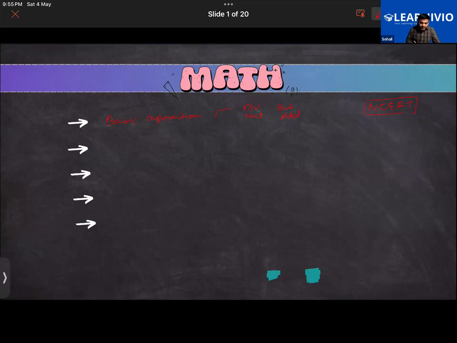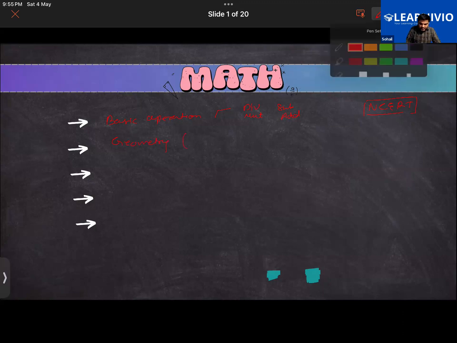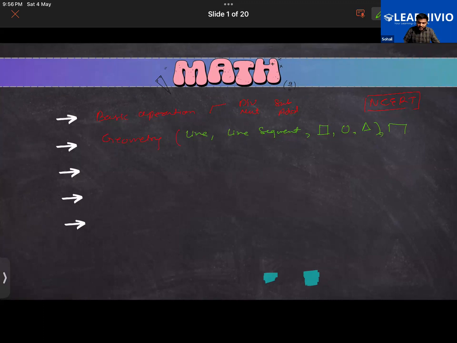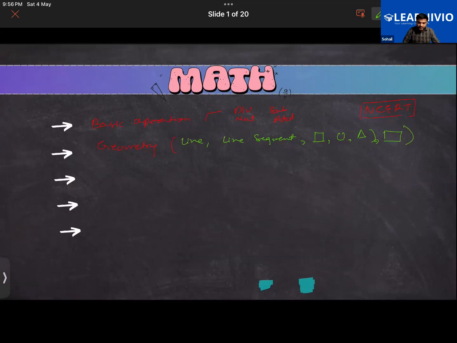Then you'd be studying geometry, in which you study what is a line, what is a line segment. These are the different things you study. Apart from that, you study square, circle, triangle, etc. Different types of geometrical shapes. You look around your room, you would find that every object has a particular shape. Either it will be circular, square, triangular, or rectangular in shape. Isn't it?